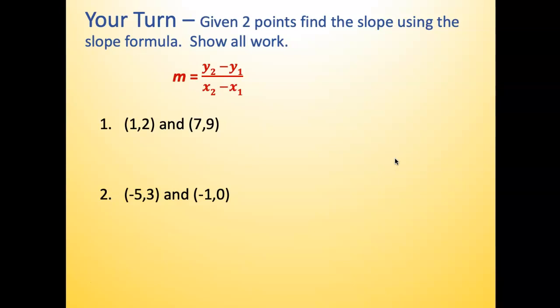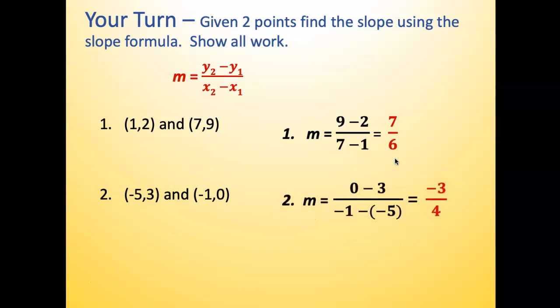Okay, welcome back. Here are the answers. For number 1, the slope should be 7 out of 6. I'm showing here the assignments, so check if you did the same thing. Then the answer for number 2 is negative 3 out of 4. So number 2 has a negative slope. If you did the drawing, you would see that your line should look like it's going down.